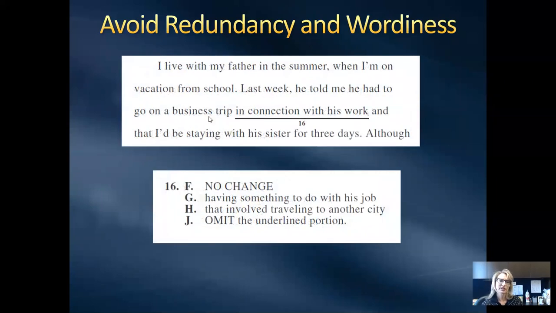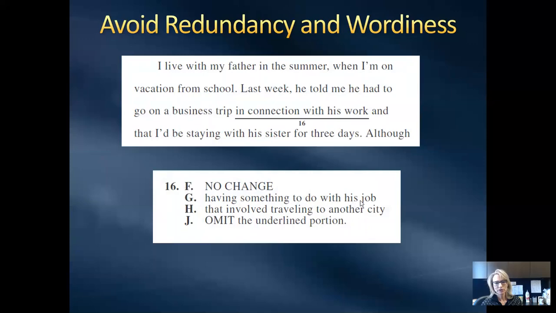All right, here's another example. I live with my father in the summer when I'm on vacation from school. Last week, he told me he had to go on a business trip in connection with his work and that I'd be staying with his sister for 3 days. So do we want the no change option? What do you think? So we already said business trip. So that implies it's connected with his work. So I don't think the no change is the right option.